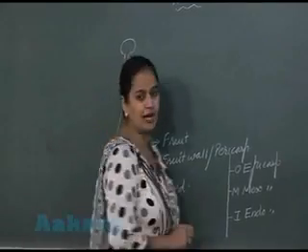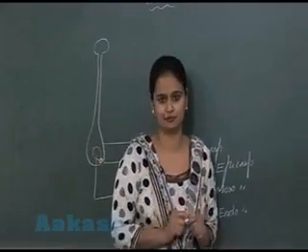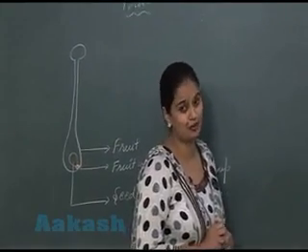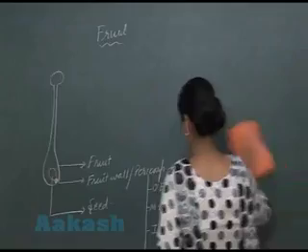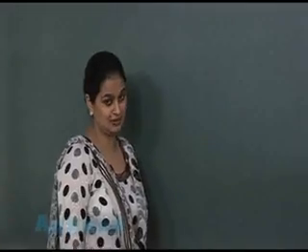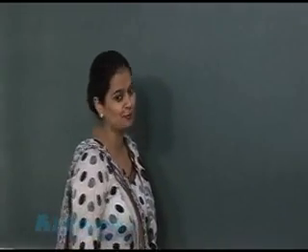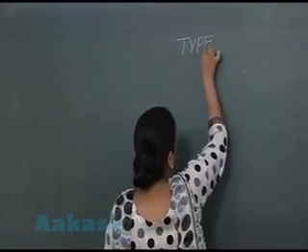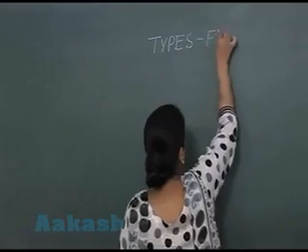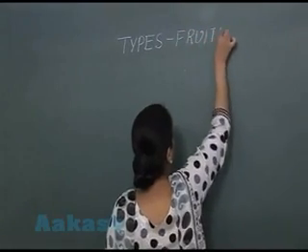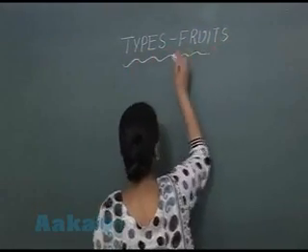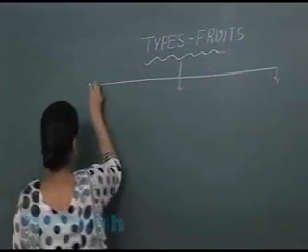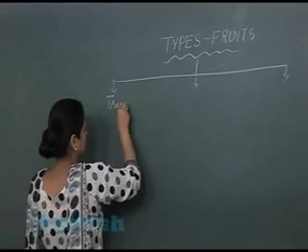So now here I will be discussing types of fruit. तो यहाँ पर हम discuss करेंगे types of fruits on the basis of their formation. So now let's discuss the types of fruit on the basis of formation. Three types. The first is true fruit.